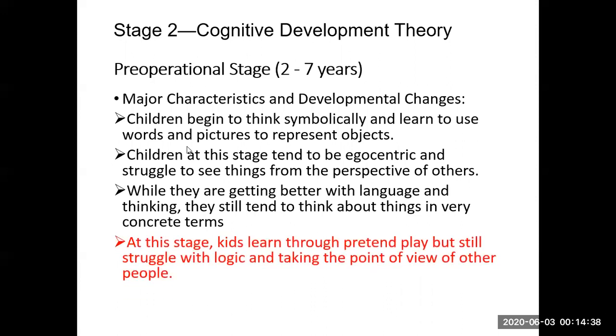At this stage, kids learn to pretend play, but still struggle with logic and taking the point of view of other people. We can make them understand easily, and they usually listen to us at this stage because they cannot think properly or know what is good for them or bad for them. So that is called the pre-operational stage.